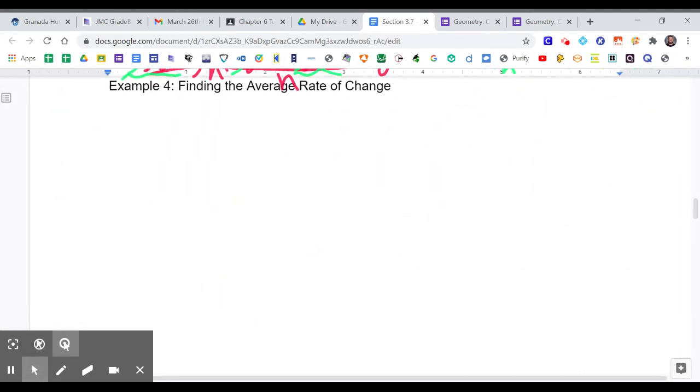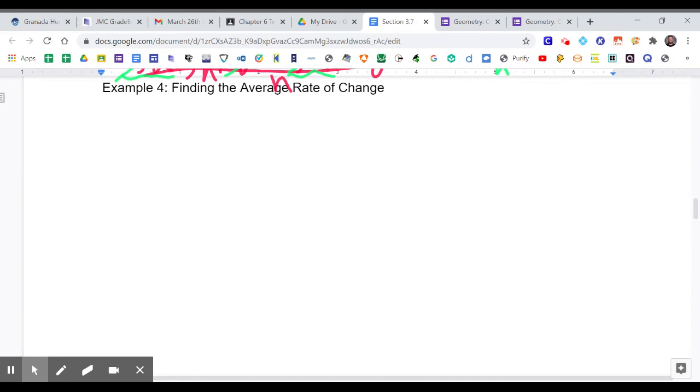Now, example 4 says finding average rate of change. We use average rate of change a lot for finding specifically how something changes over a period of time. So we'll look at a word problem. I'll read it to you, and then I'll write down some important information.